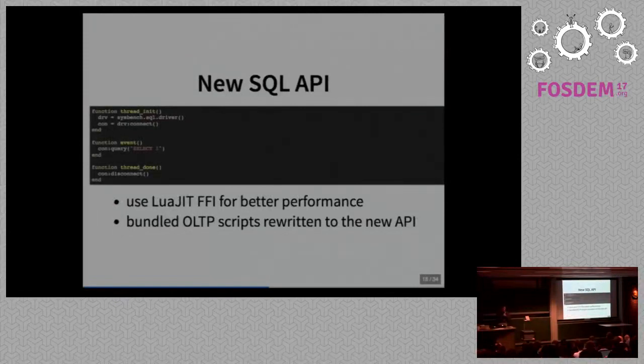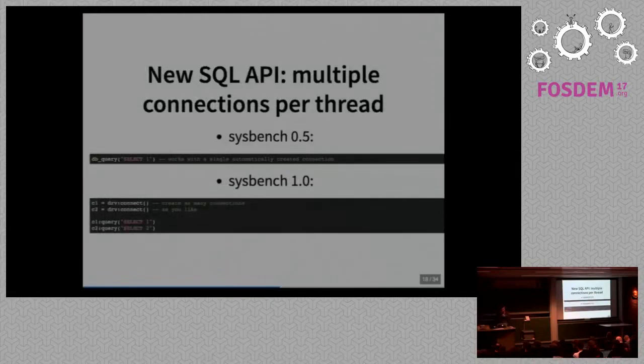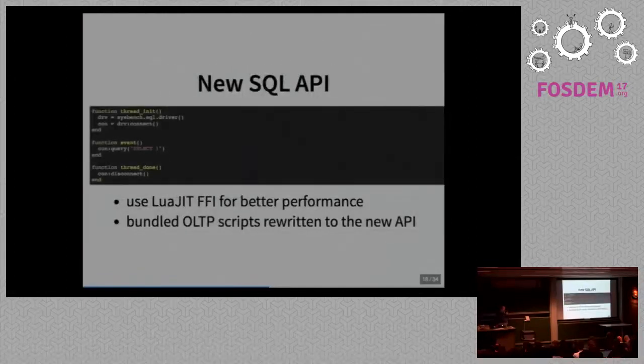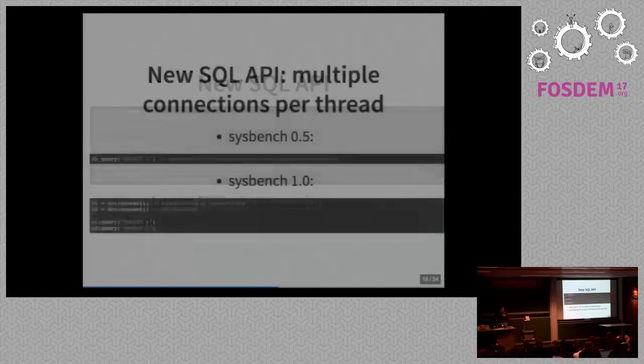The SQL API has also been redesigned. It now has this object-oriented look and feel. For example, to create a connection, you first need to create the driver object, and the type of driver being used depends on the command line argument, again. Then you can use the driver object to create connection or connections, and then you can use the connection to execute queries. Here's the simplest example showing the new API. Yes, and by the way, they also use LuaJIT FFI for better performance.